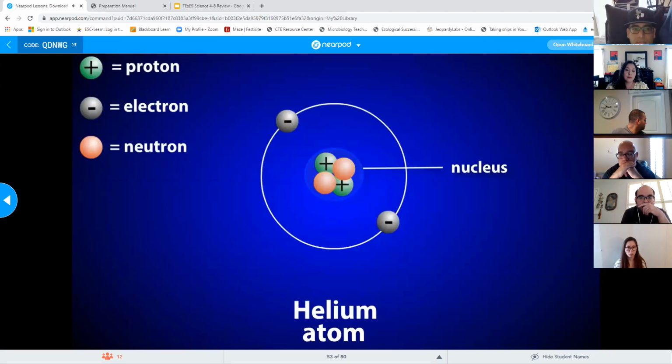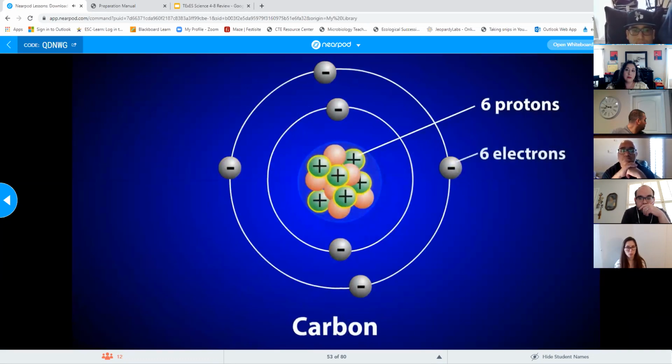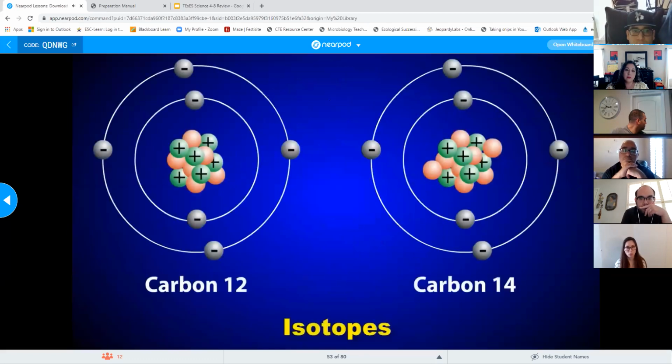Let's take a quick look at an atom of carbon. Notice how the 6 protons and 6 neutrons reside inside the nucleus, while the electrons are shown in orbits surrounding the nucleus. The number of protons identifies the element. All carbon has 6 protons and therefore 6 electrons. However, there may be minor variations in the number of neutrons in atoms of an element. These variations are called isotopes.